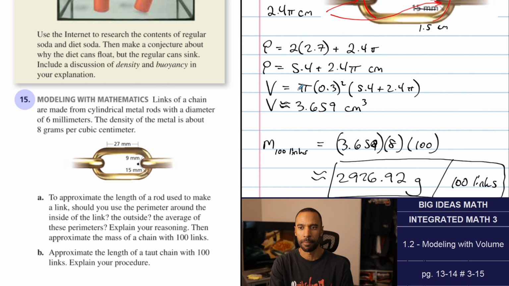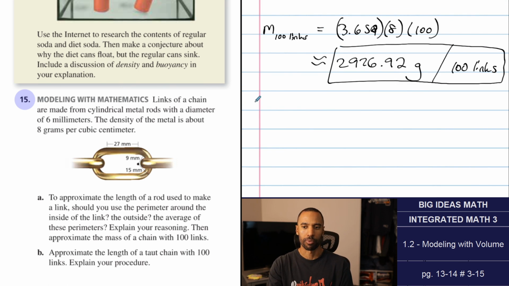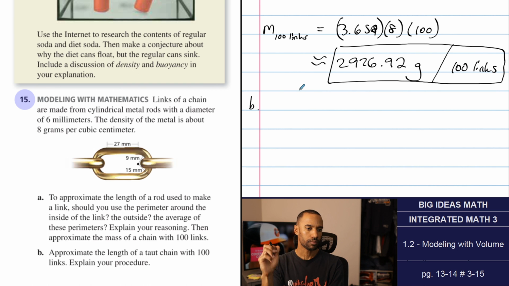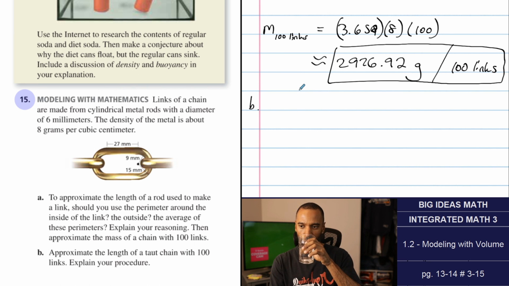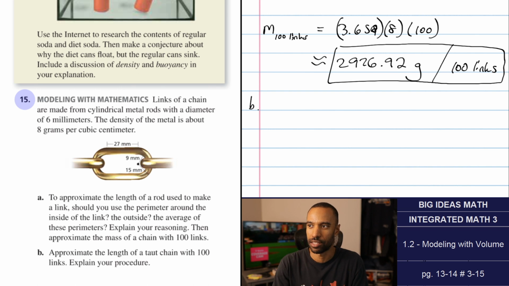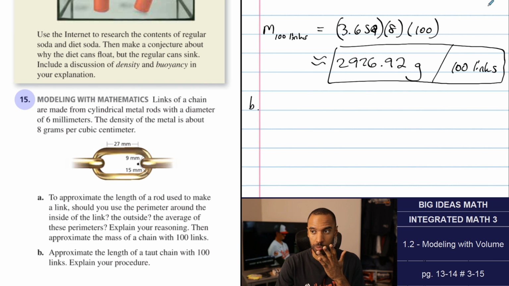That's part A. I don't know where part A starts. Let's pretend it's right there. Part B says approximate the length of a taut chain with 100 links. Explain your procedure. Excuse me, I don't know what a taut chain is. I guess they mean when the chains are interconnected like this, because now that length isn't so obvious. It's not just like 2.7. I said explain your procedure, so there's probably multiple things we can do.